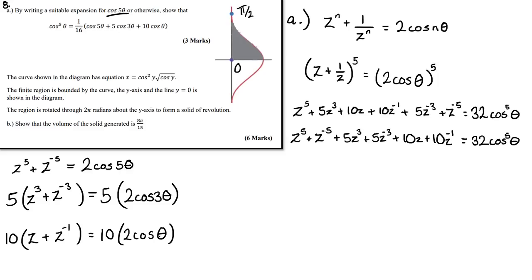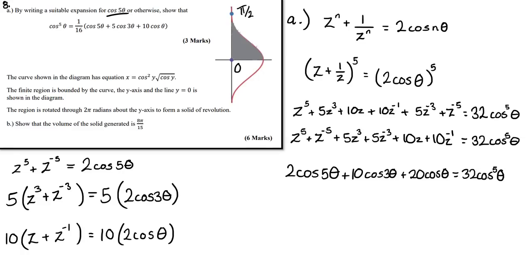Okay, so we've got all our preliminary work in there now. All we need to do is just put everything together here. So if we put everything back into what we've got, we've got 2 cos 5 theta. We've got 5 lots of 2 cos 3 theta, so just multiplying 5 by 2, we get 10 cos 3 theta. So plus 10 cos 3 theta. And then finally, 10 times 2 gives us 20, so we get 20 cos theta. And this is all equal to the right hand side still, 32 cos to the 5 theta.